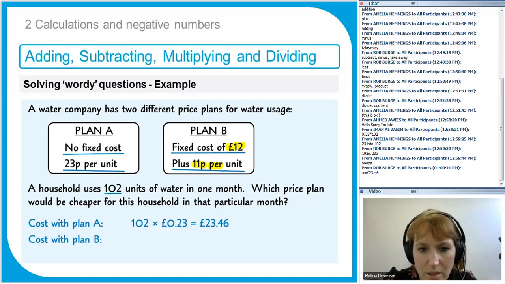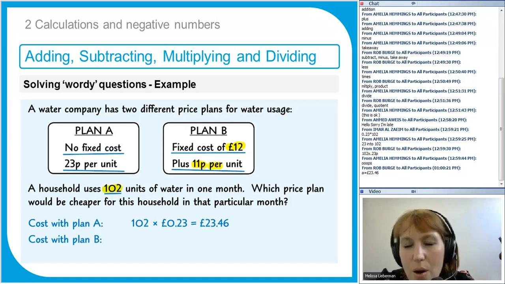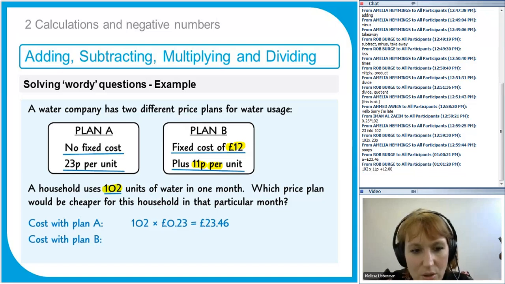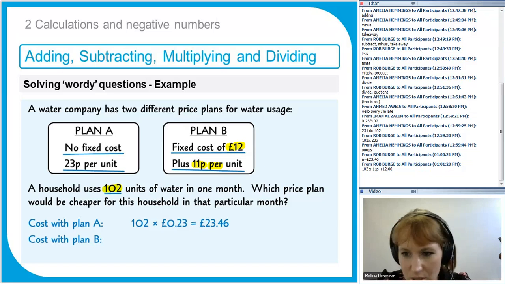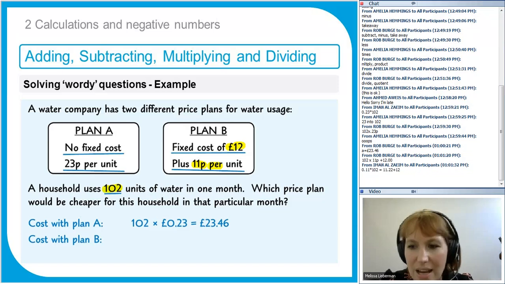And the number of units is 102. So in the chat box, please, what calculation am I going to have to do to work out the cost with Plan B? So Rob is saying 102, which is the number of units, times 11. Yep. Plus 12. Perfect. Good. That will give me the right answer, yes. Or you could just do 12 plus 11 times 102. It doesn't matter what order those two go in.